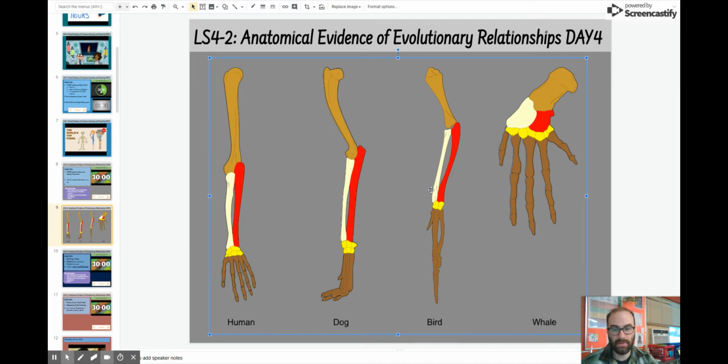You'll notice that each one of these 4 follow that same similar pattern. You've got 1 bone, followed by 2 bones, followed by a little mass or ball of bone, and then followed by the digits. And the digits really are what's looking different, depending on what particular environmental impact there is. So this is just a quick overview of showing how bone structure can provide evidence for evolutionary relationships.